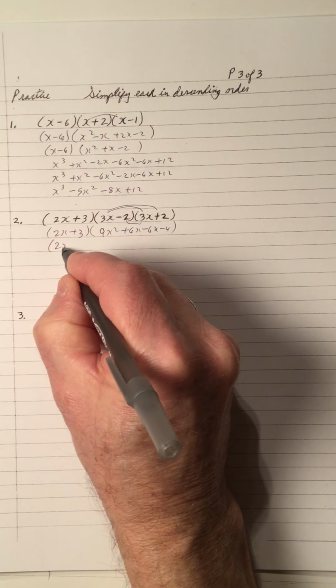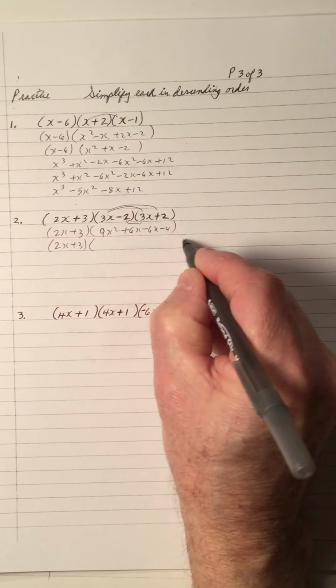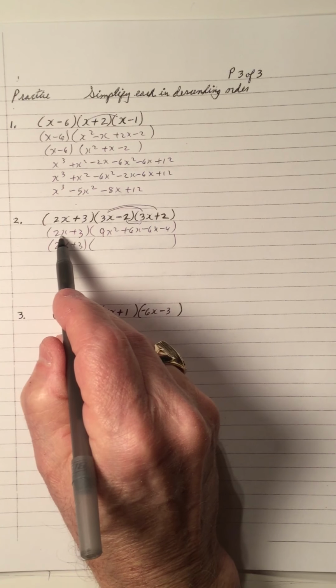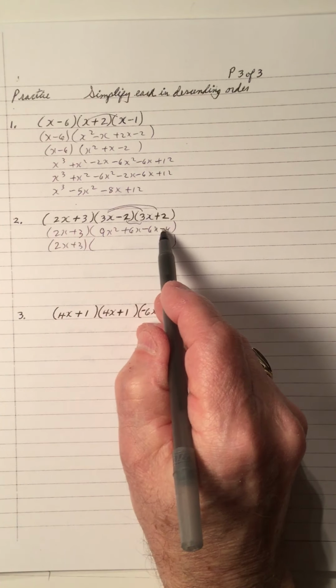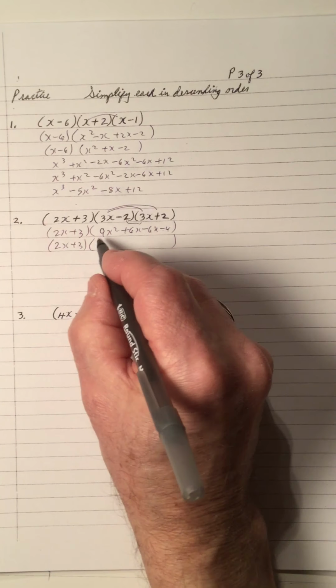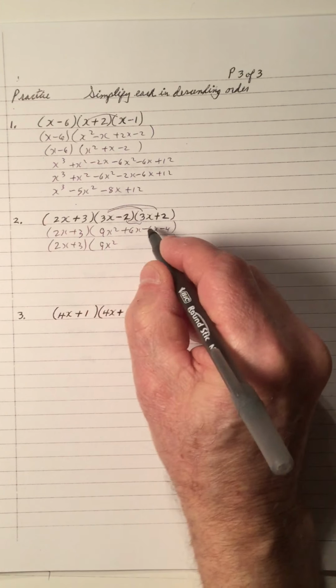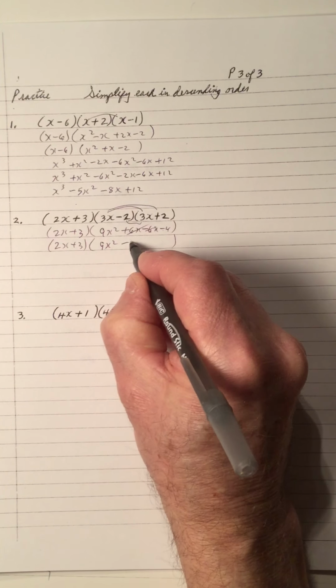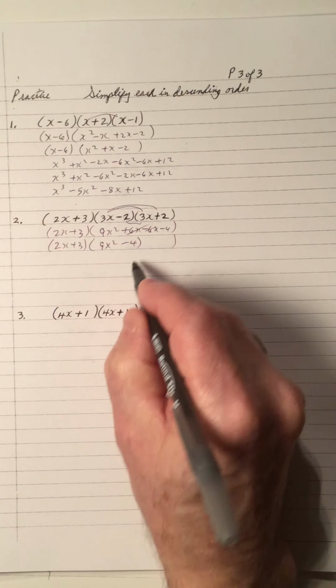Done. Again, simplify it. Reminder, 2x times all of these gives you 4 terms. 3 times all of these gives you 4 more terms. That's 8. But when you simplify, let's see what happens. Oh, they cancel out. And I get 9x squared minus 4.